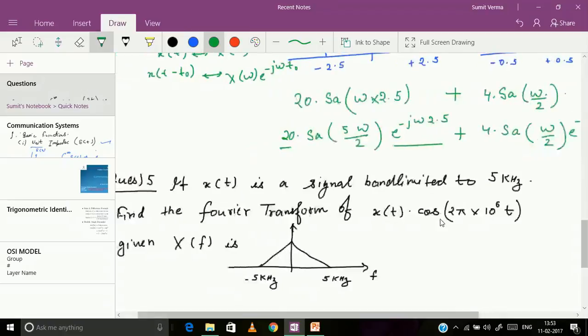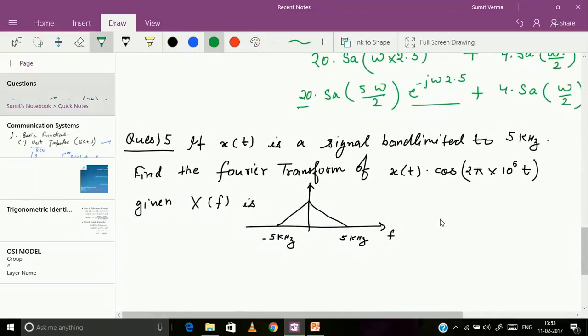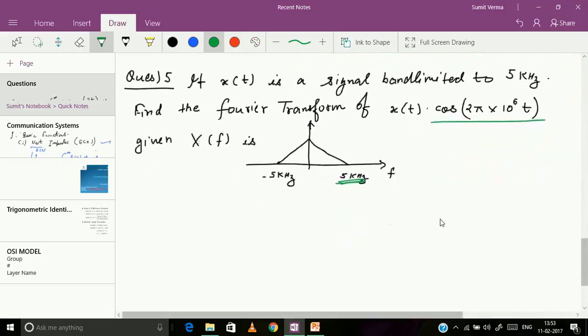So now friends, the next question. The next question is about the modulation property. As I told yesterday, multiplication with cos or sine is termed as the modulation property. So what the question is saying here is, if x of t is a signal band limited to 5 kHz, so if there is a signal given x of t which is limited to 5 kHz in frequency, find the Fourier transform of x of t cos 2 pi into 10 to the power 6 t. So this is asking us to find this Fourier transform.